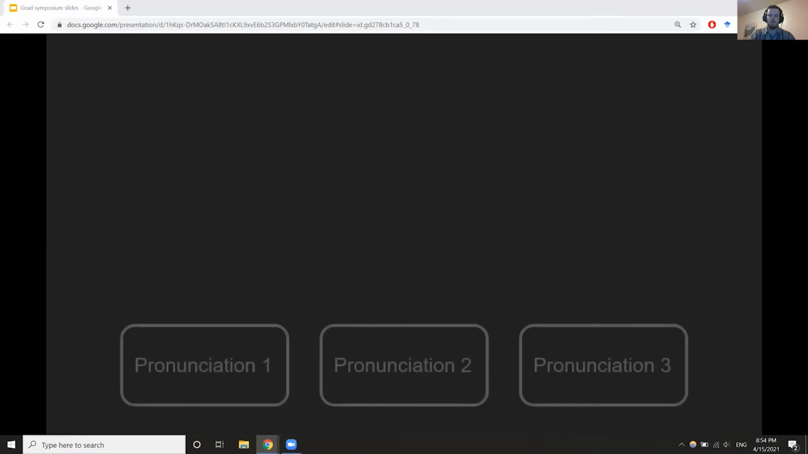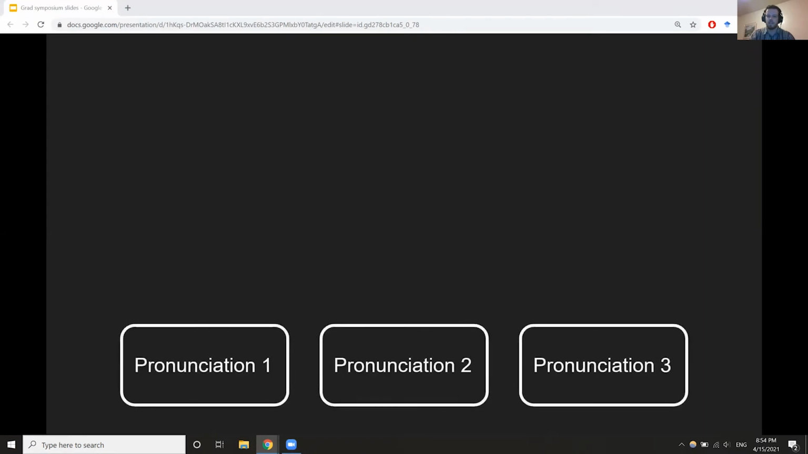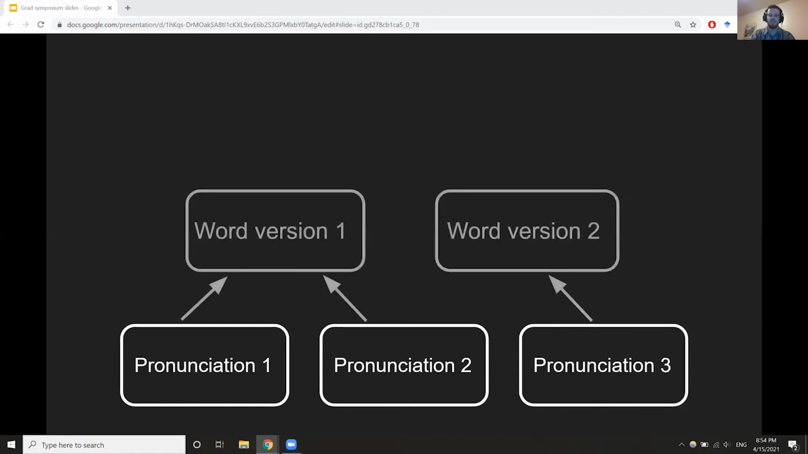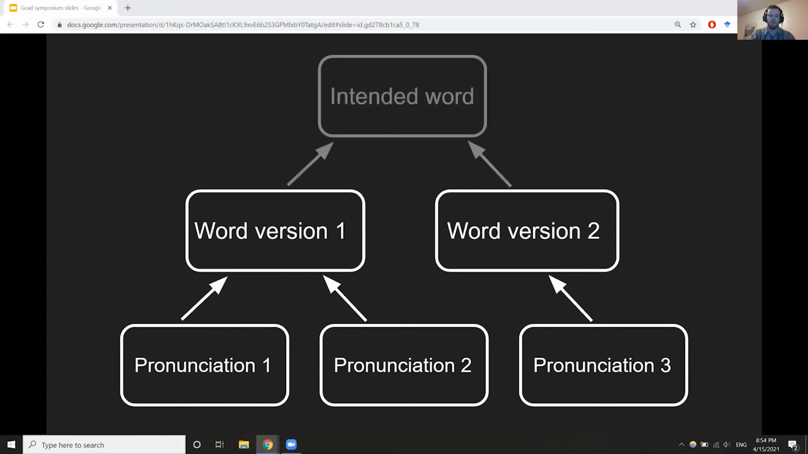So, when we hear a word pronounced in a certain way in a certain context, we recognize that pronunciation as constituting a specific version of a word. And once we've done that, we're then able to recognize which word was spoken. What this means is that the different ways a word is pronounced in different contexts can actually have an effect on how we mentally conceive of that word.